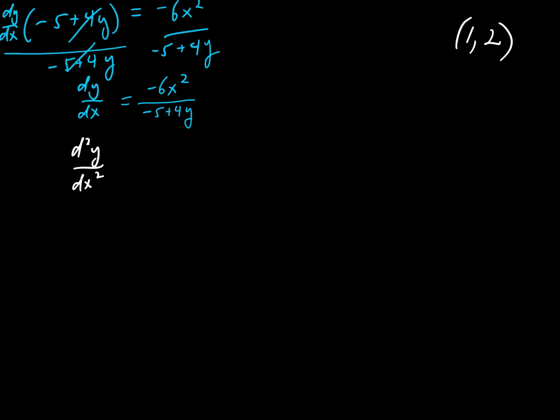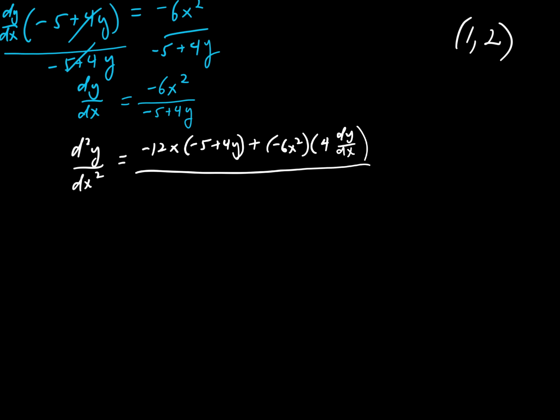Well, we have ourselves a quotient rule. You're going to take the derivative of the first, which is negative 12x. I'm going to leave the denominator. Plus, I'm going to leave the negative 6x squared and take the derivative of the denominator, which is 4 dy dx. All over the denominator squared. We did not take the derivative, we're just squaring it, so you don't need a dy dx.